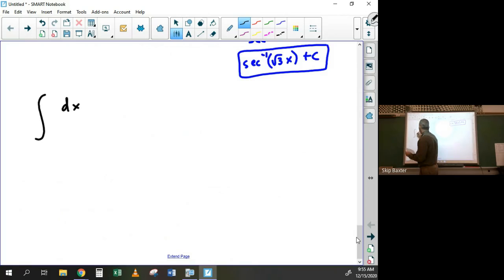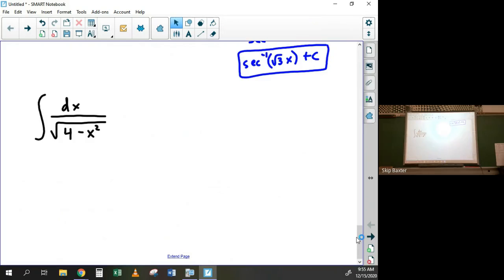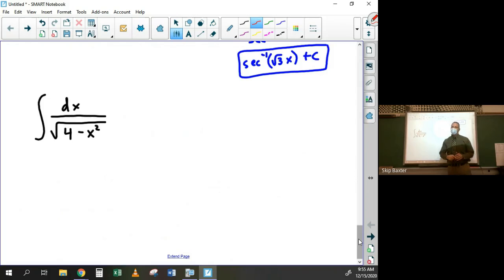How about this one? Integral of dx over square root of 4 minus x squared. Look at it. All right, so what do you think? What does this one look like? This one kind of looks like inverse sine. So what's wrong is this is a 4 and not a 1.